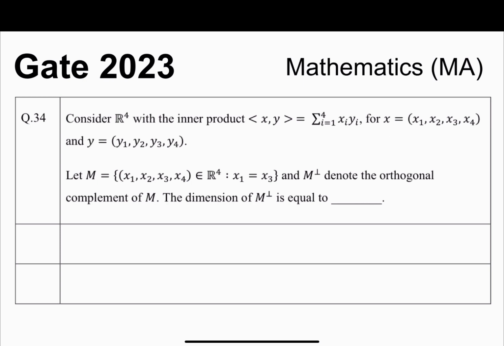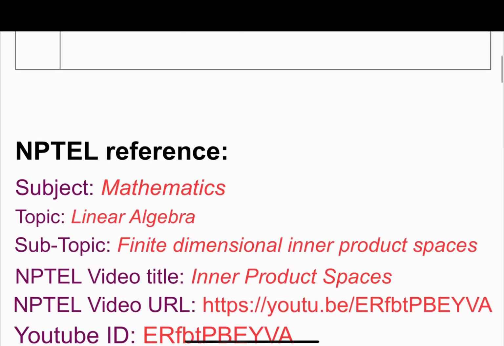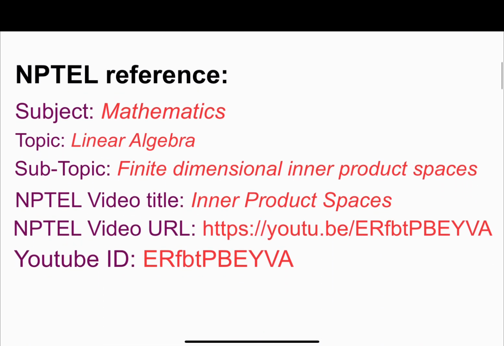And what is M? M is a subspace which is given here, and M perp is called the orthogonal complement of M. Then we have to find the dimension of M perp. Okay, so let's see. This is the NPTEL reference for solving this problem.